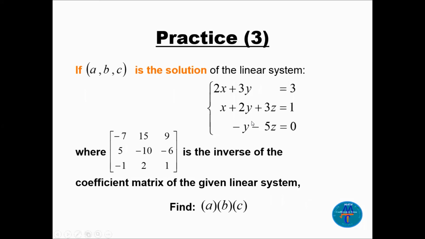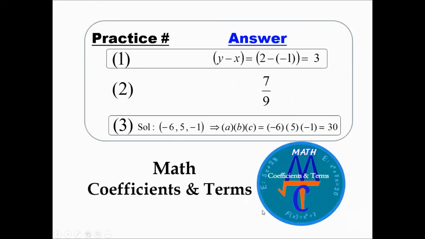Try it. And also here we have 3 by 3. See, I did an example like this, question number 1, 2 by 2. You can try 3 by 3. Read the question carefully. I gave you here the inverse of the coefficient matrix. Find the solution A, B, C, then multiply A times B times C. Then you will find the answers here. Practice number 1, practice number 2, practice number 3.